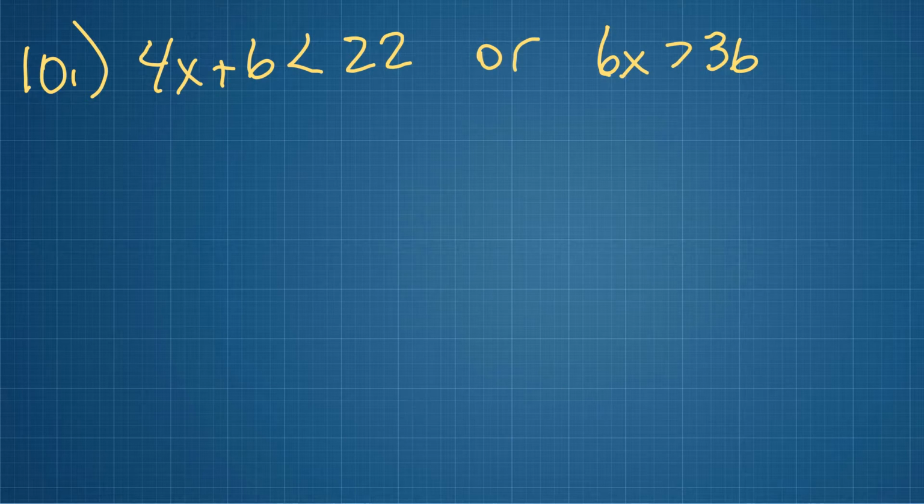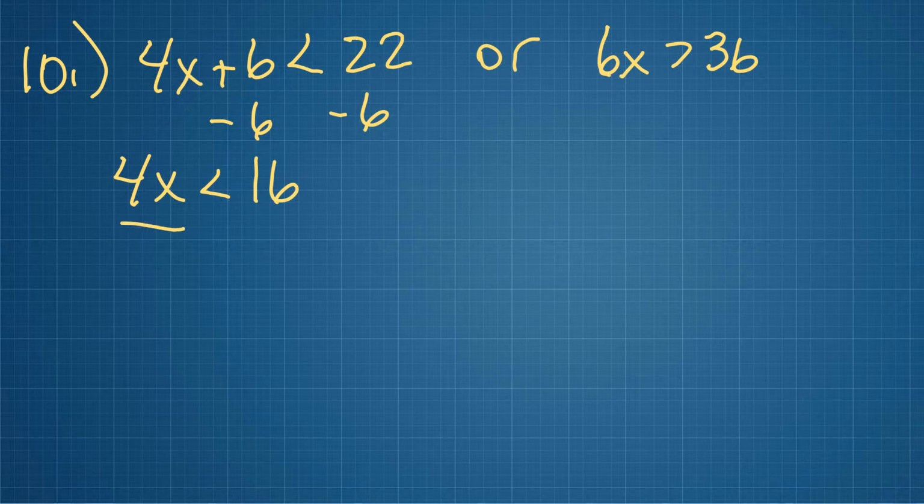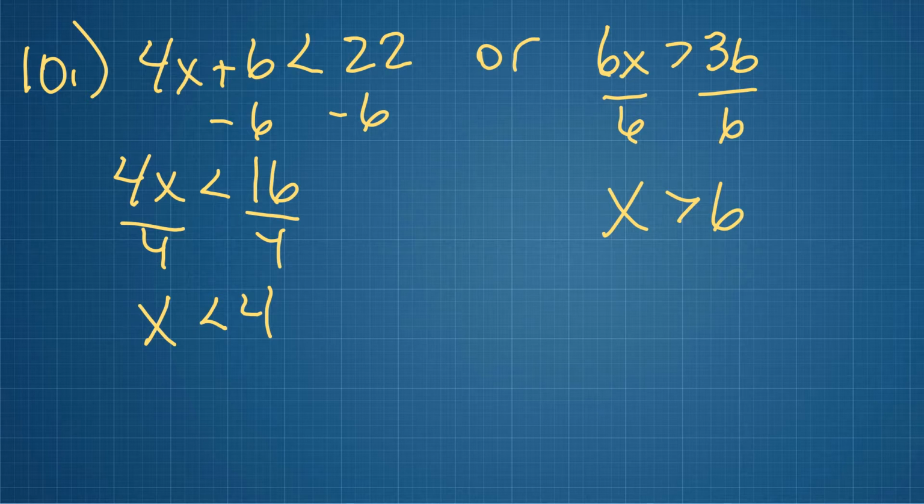All right, number 10, I have 4x plus 6 is less than 22, or 6x is greater than 36. I'm going to do the left side all by itself. I minus 6 from both sides. I get 4x is less than 16. Divide by 4, divide by 4. I get x is less than 4. Divide by 6, divide by 6. I get x is greater than 6.